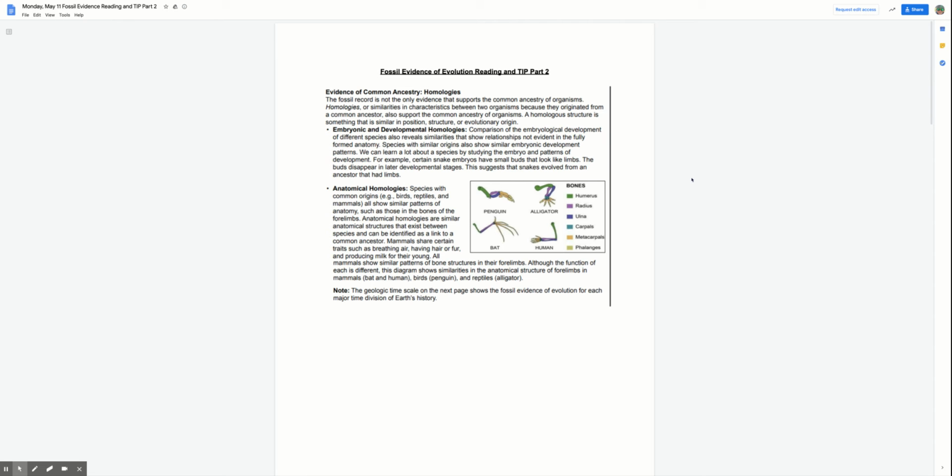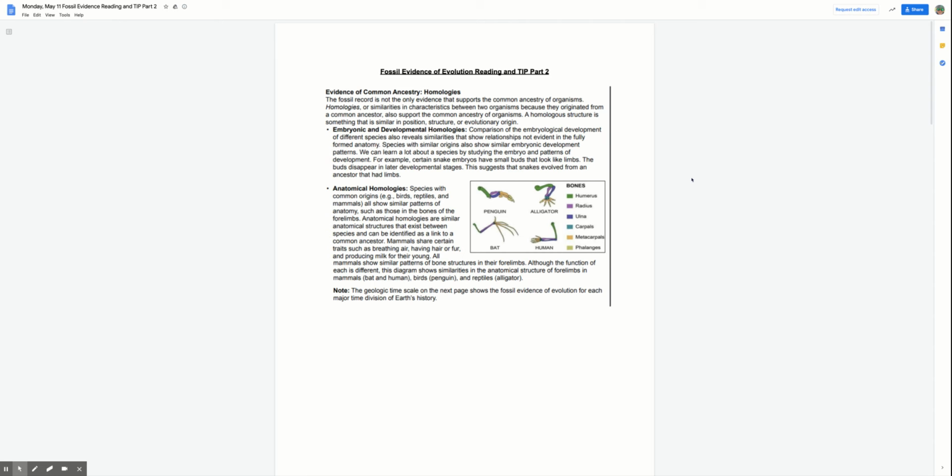Homologies. The fossil record is not the only evidence that supports the common ancestry of organisms. Homologies, or similarities in characteristics between two organisms because they originated from a common ancestor, also support the common ancestry of organisms. A homologous structure is something that is similar in position, structure, or evolutionary origin.